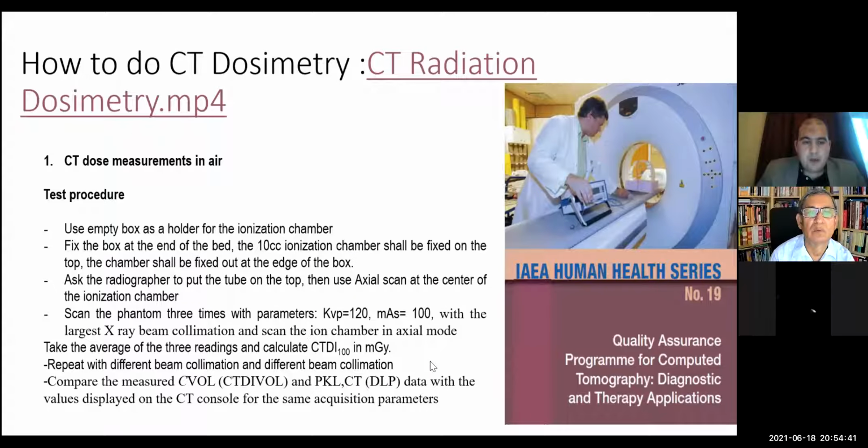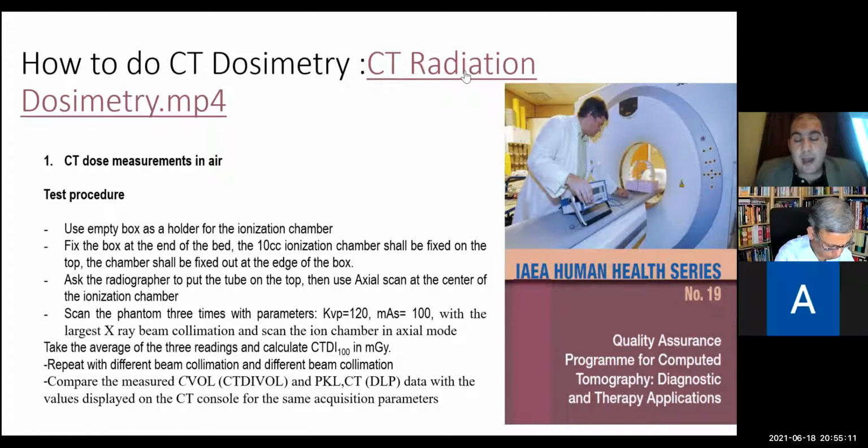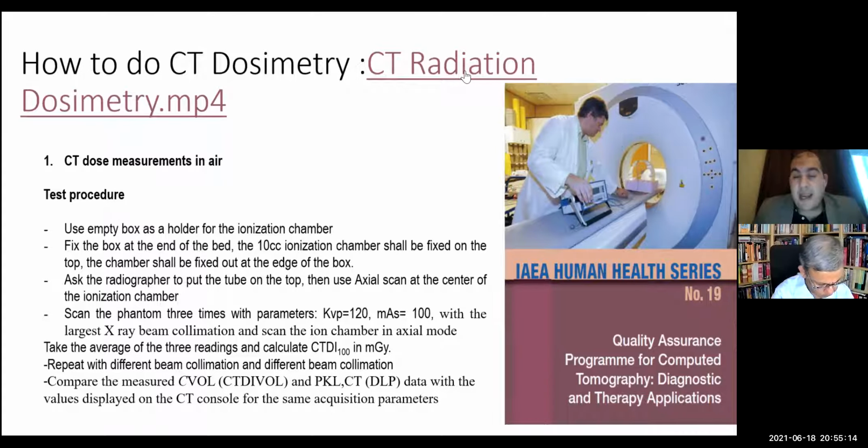So if I want to do CT radiation dosimetry for quality assurance, for acceptance test or commissioning or annual QC, it's easy to go through this report, IAEA Human Health Series 19, Quality Assurance Programme for Computed Tomography: Diagnostic and Therapy Applications, also for CT simulator. And you will find CT videos for quality control and CT radiation dosimetry on the IAEA Human Health Campus website. I got this video from there.